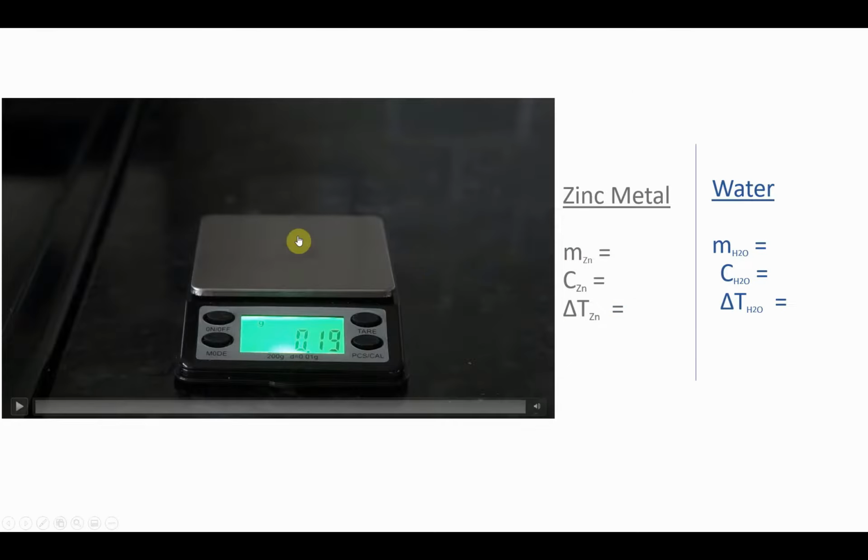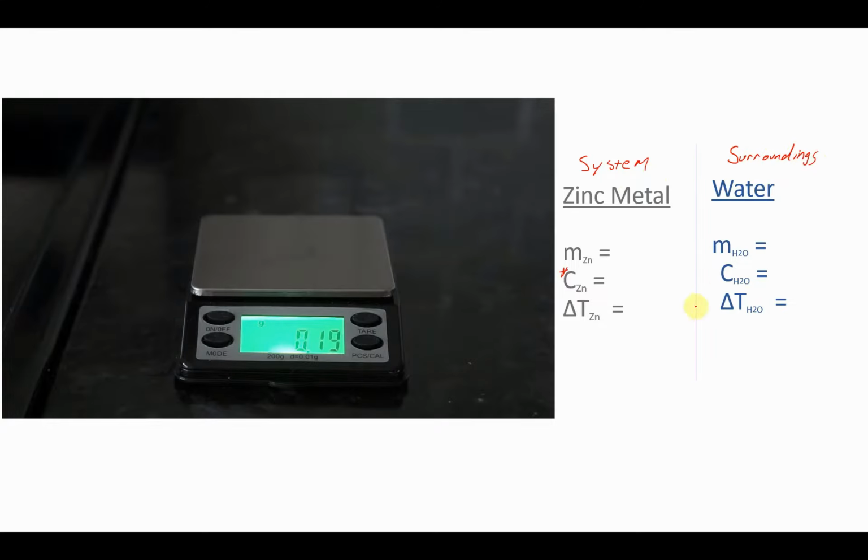Okay, so we're going to start this video here, and I've got my table over here, and I'm going to label that my system is the zinc, because that's what I want to learn something about. I want to learn the specific heat of zinc. So it's the system. The water is the surroundings.